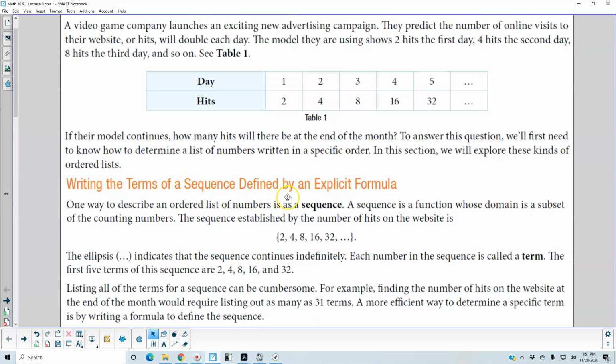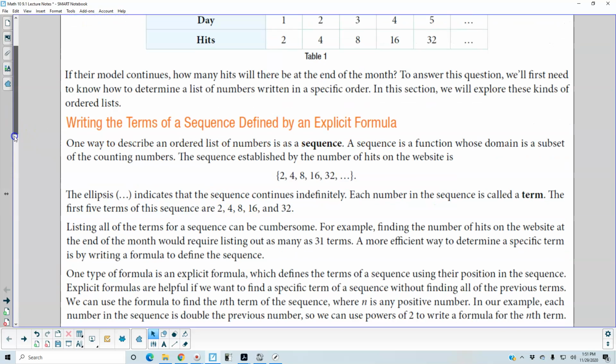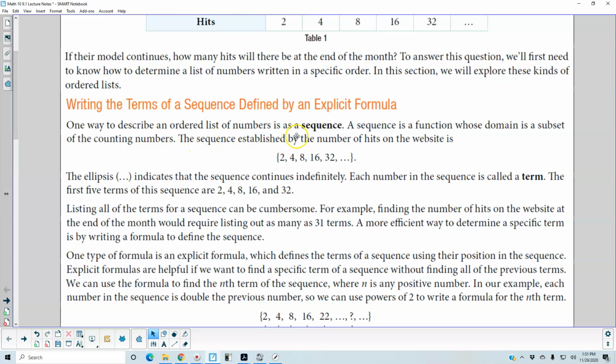Writing the terms of a sequence defined by an explicit formula. One way to describe an ordered list of numbers is as a sequence. A sequence is a function whose domain is a subset of the counting numbers. The sequence established by the number of hits on the website is 2, 4, 8, 16, 32, and so on. The 3 dots are called the ellipsis, and the ellipsis indicates that the sequence continues indefinitely. Each number in the sequence is called a term. The first 5 terms of the sequence are 2, 4, 8, 16, and 32.